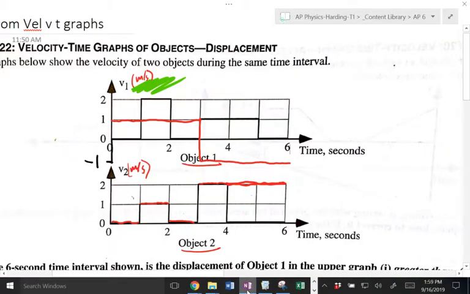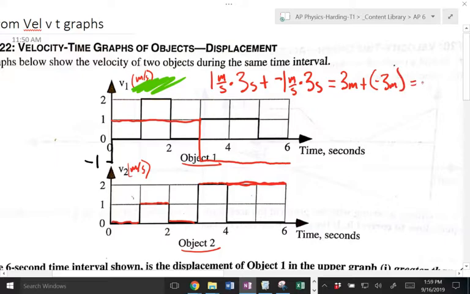Because we're in West High, we could solve this the math way. We could go 1 meter per second times 3 seconds plus -1 meter per second times 3 seconds. That's going to equal 3 meters plus -3 meters. That's going to equal 0. Okay? Or can I solve this with box counting?